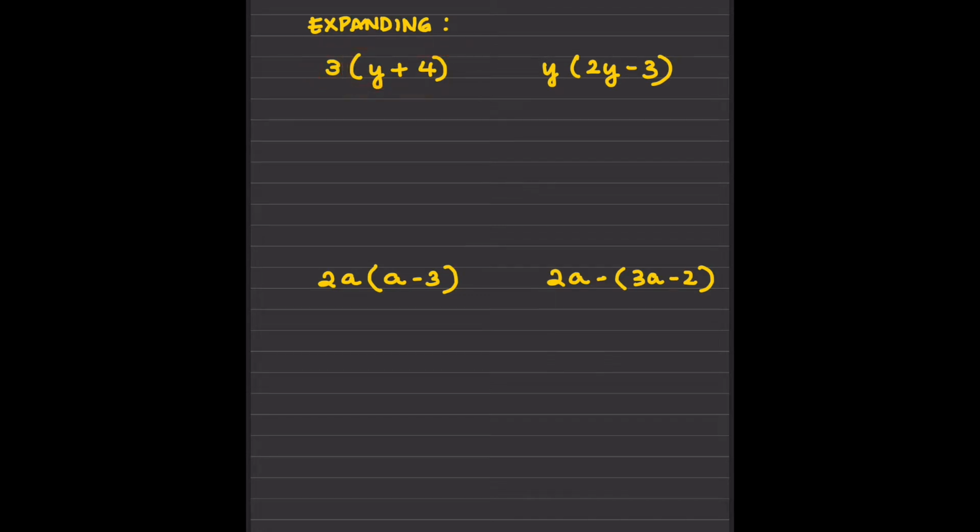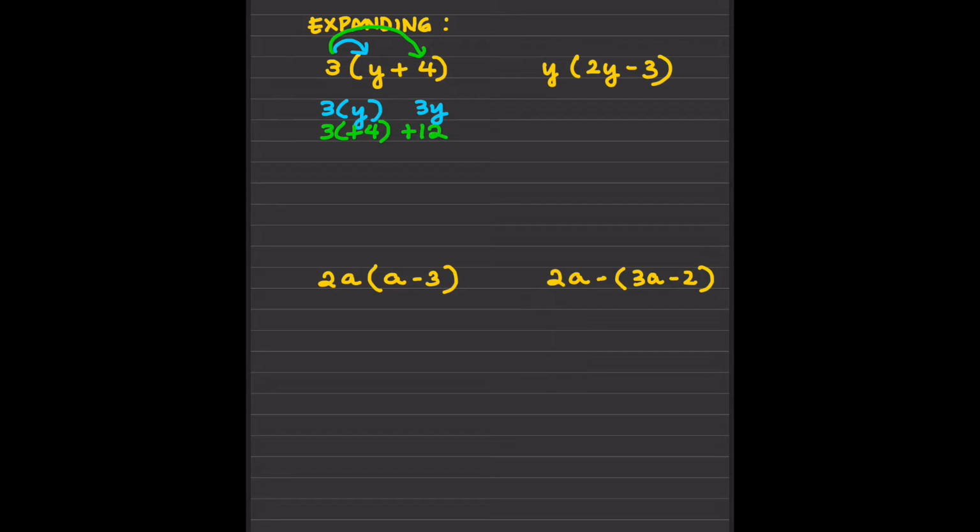Bracketed terms. The first thing you do when you expand is distribute this factor to the terms inside the bracket. So this would be 3 times y, and then 3 times positive 4. Remember to always include the sign. So 3 times y will give you 3y, and 3 times positive 4 will give you positive 12.